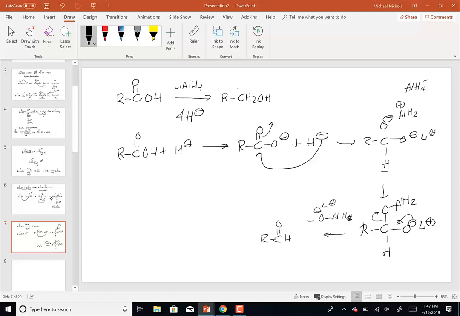H minus number 3. What's H minus number 3 going to do? Attack the carbonyl. And now what happens? Nope. O minus is stuck. Cannot. There's no leaving group, so it can't come back down. So what's it do? It just waits until H plus H2O is added. Now I'm going to add my H plus H2O. And now I just made my primary alcohol.